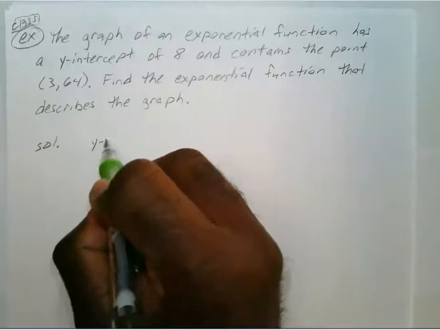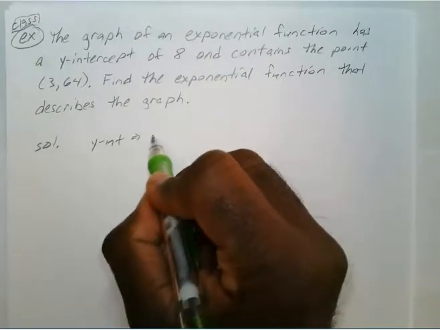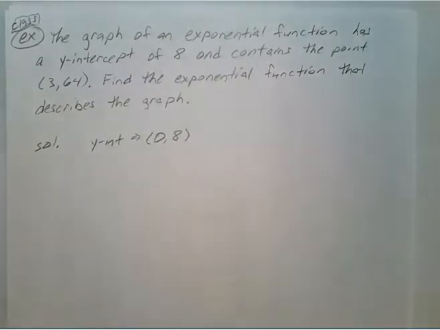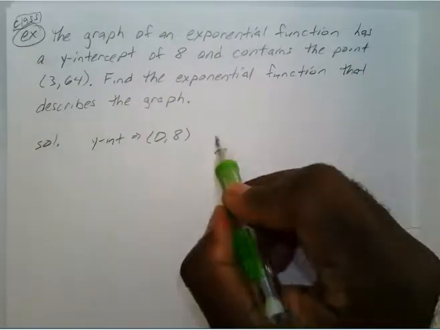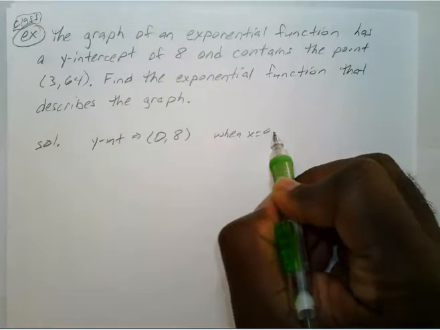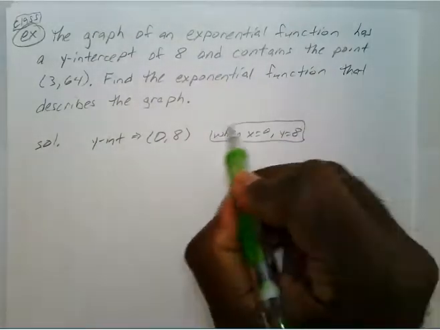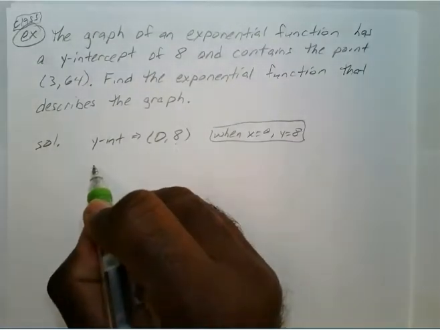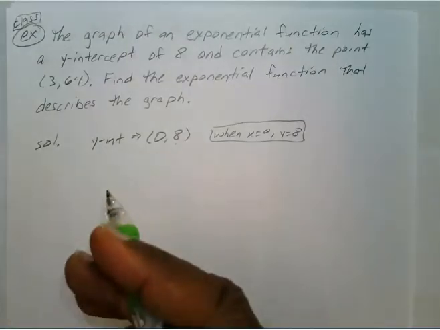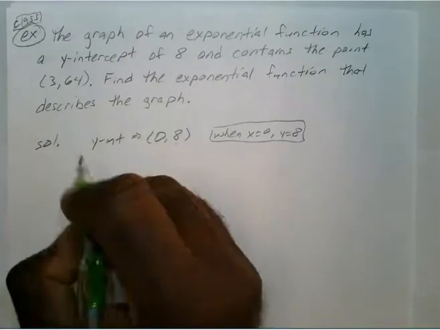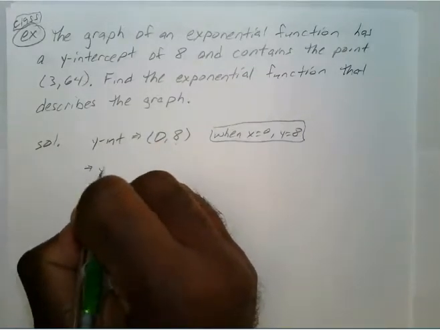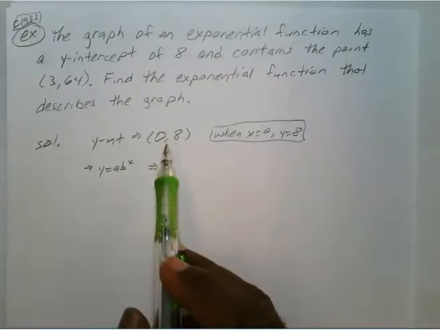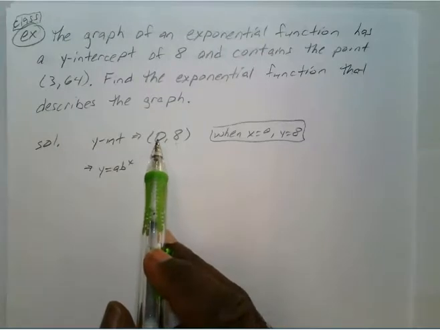We know that your y-intercept is 0, 8. When x is equal to 0, y is equal to 8. Whenever we have the y-intercept, your a is equal to your y. You might as well say it the other way, it doesn't matter really. So y equals a b to the power of x. Just to show you the step-by-step instead of just telling you to remember it, replace x with 0 and y with 8.